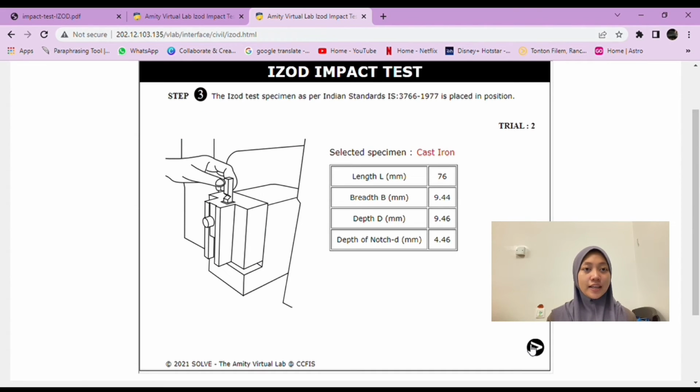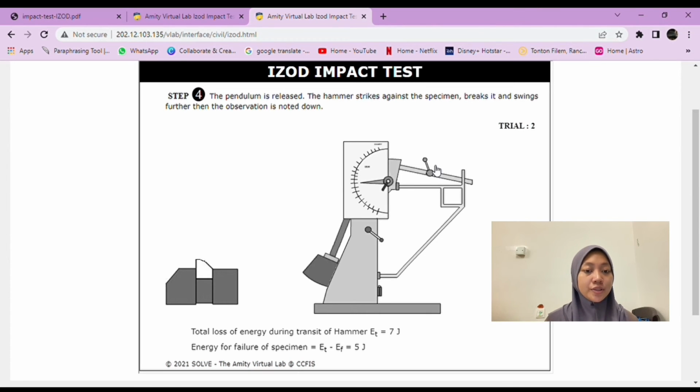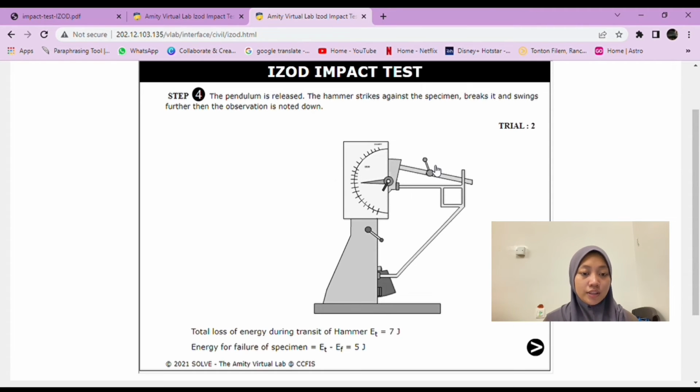Next, trial 2, we repeat steps 3 and 4. So, total loss of energy during transit of hammer ET equals 7 joules. Energy for failure of specimen equals ET minus EF equals 5 joules.